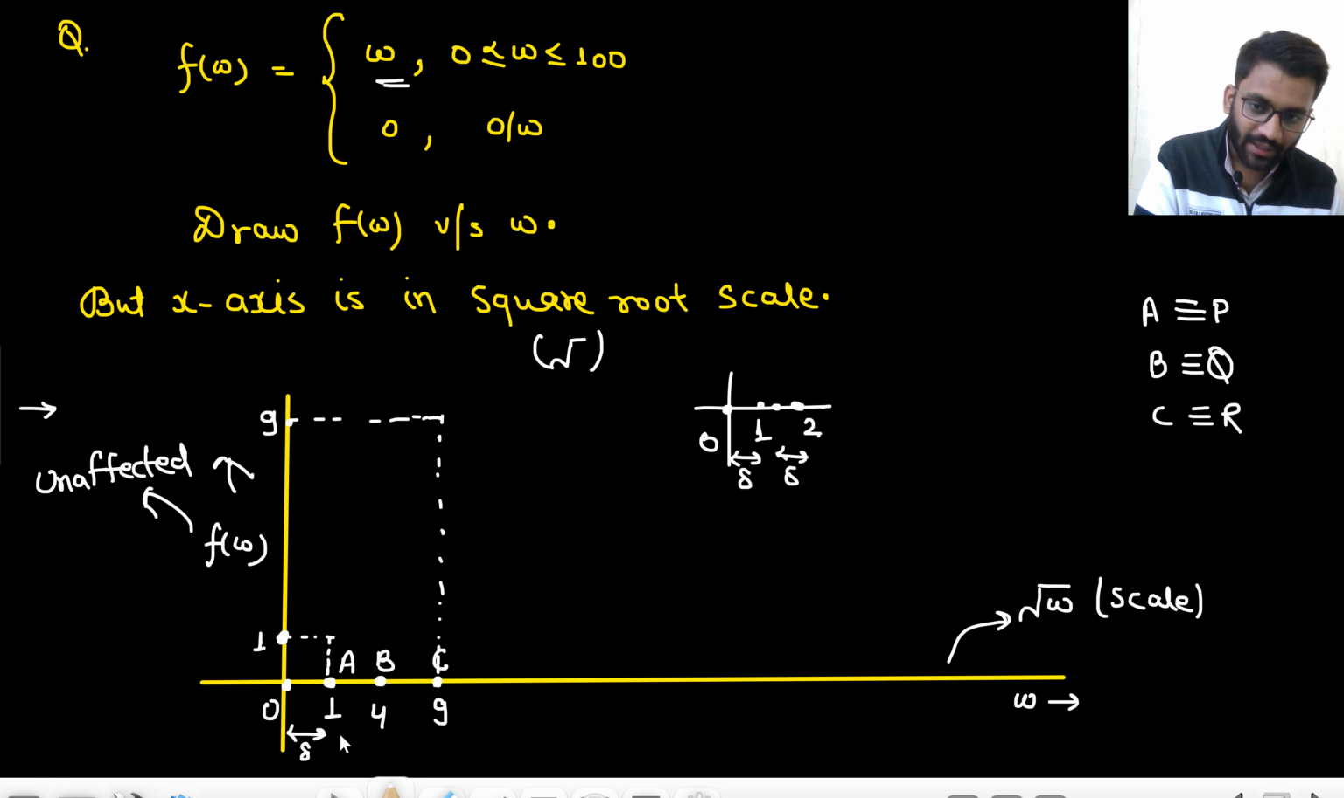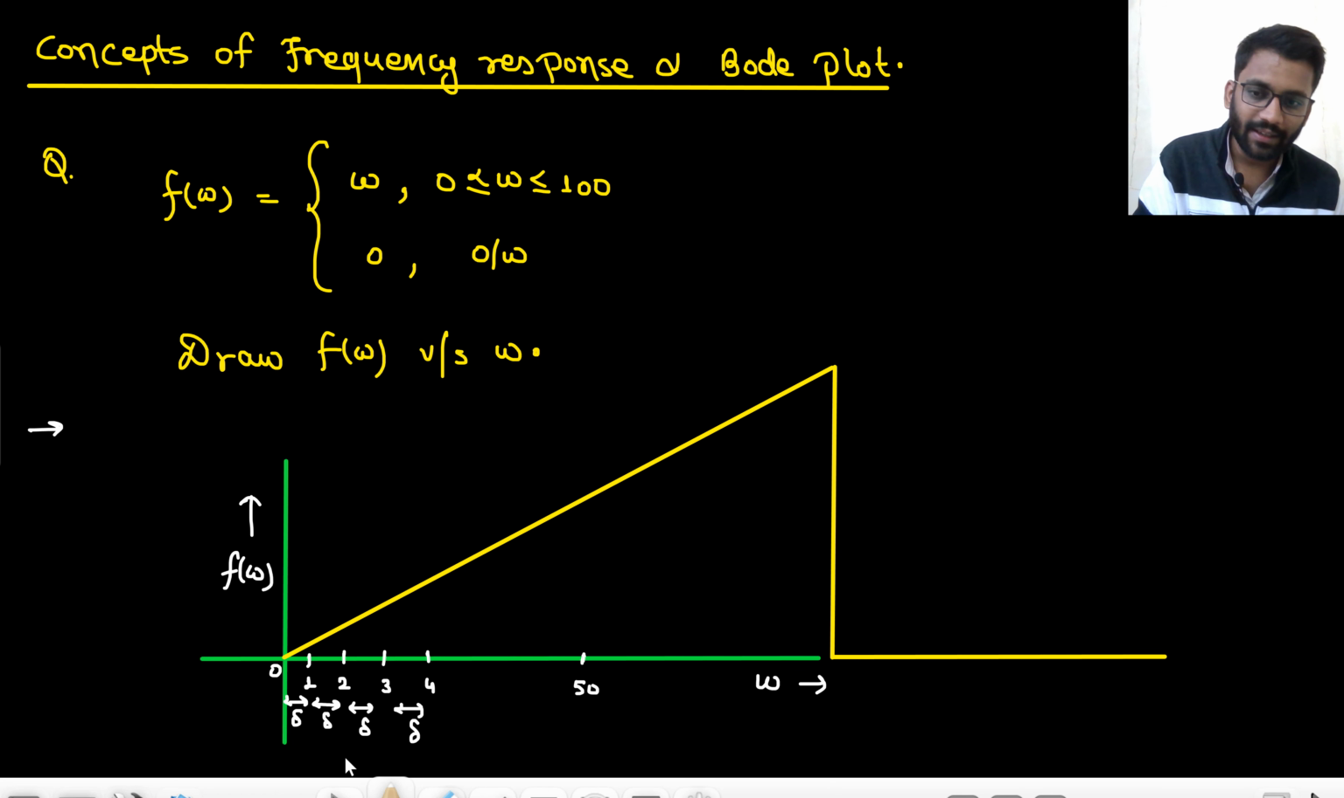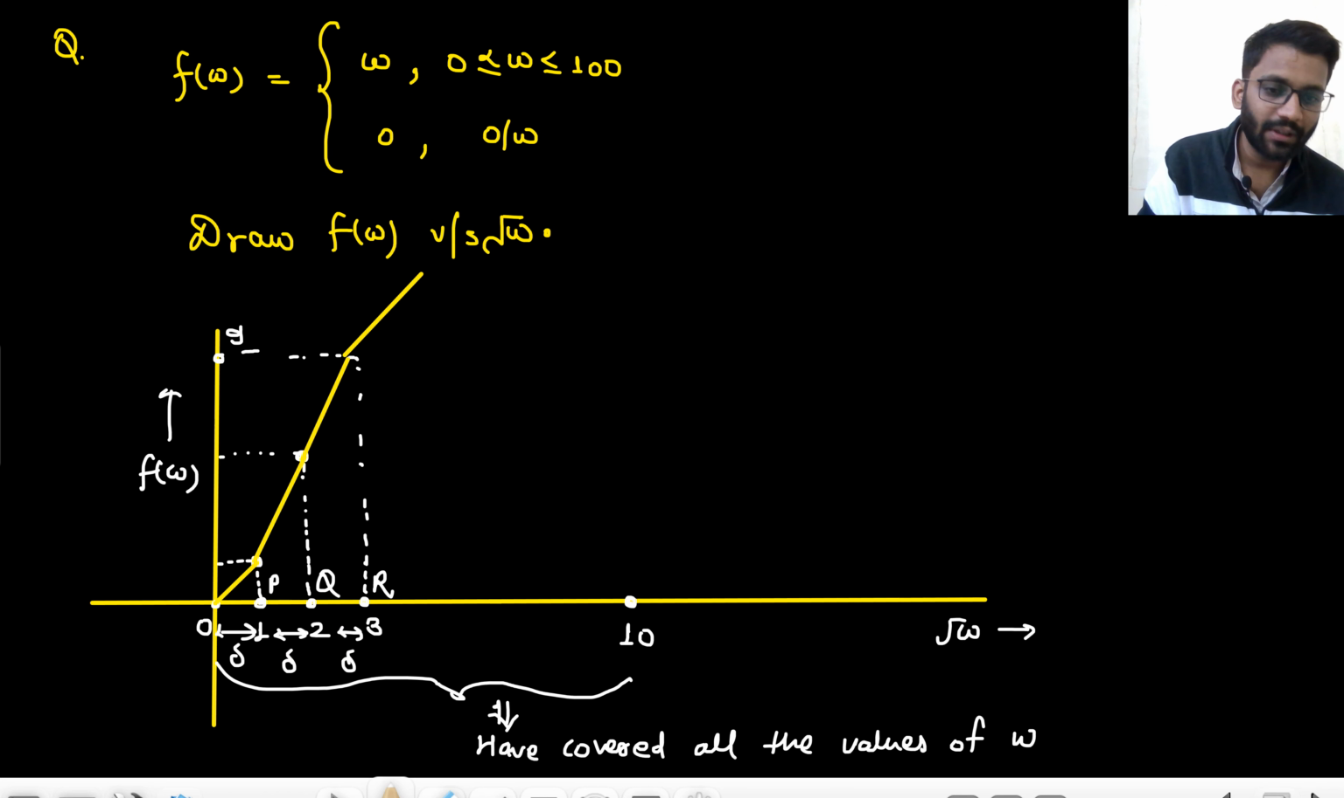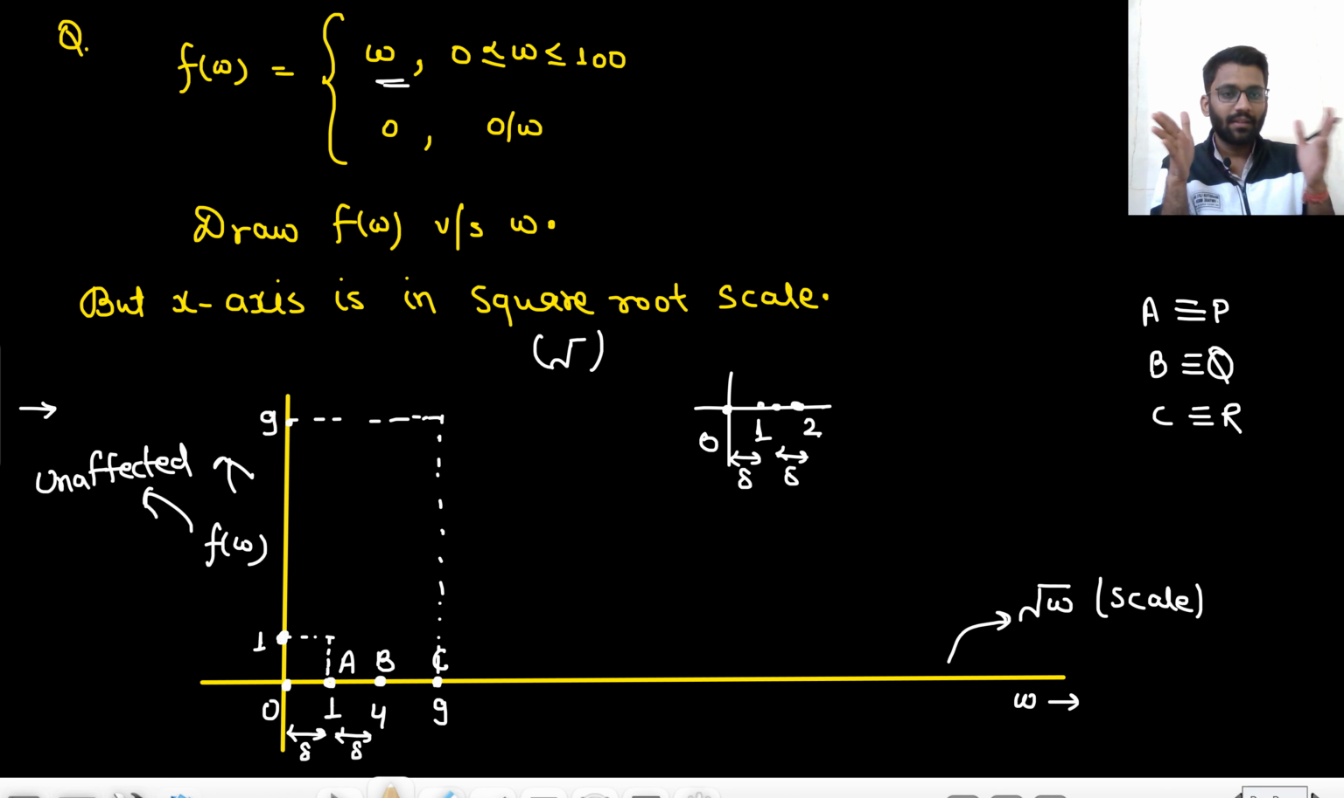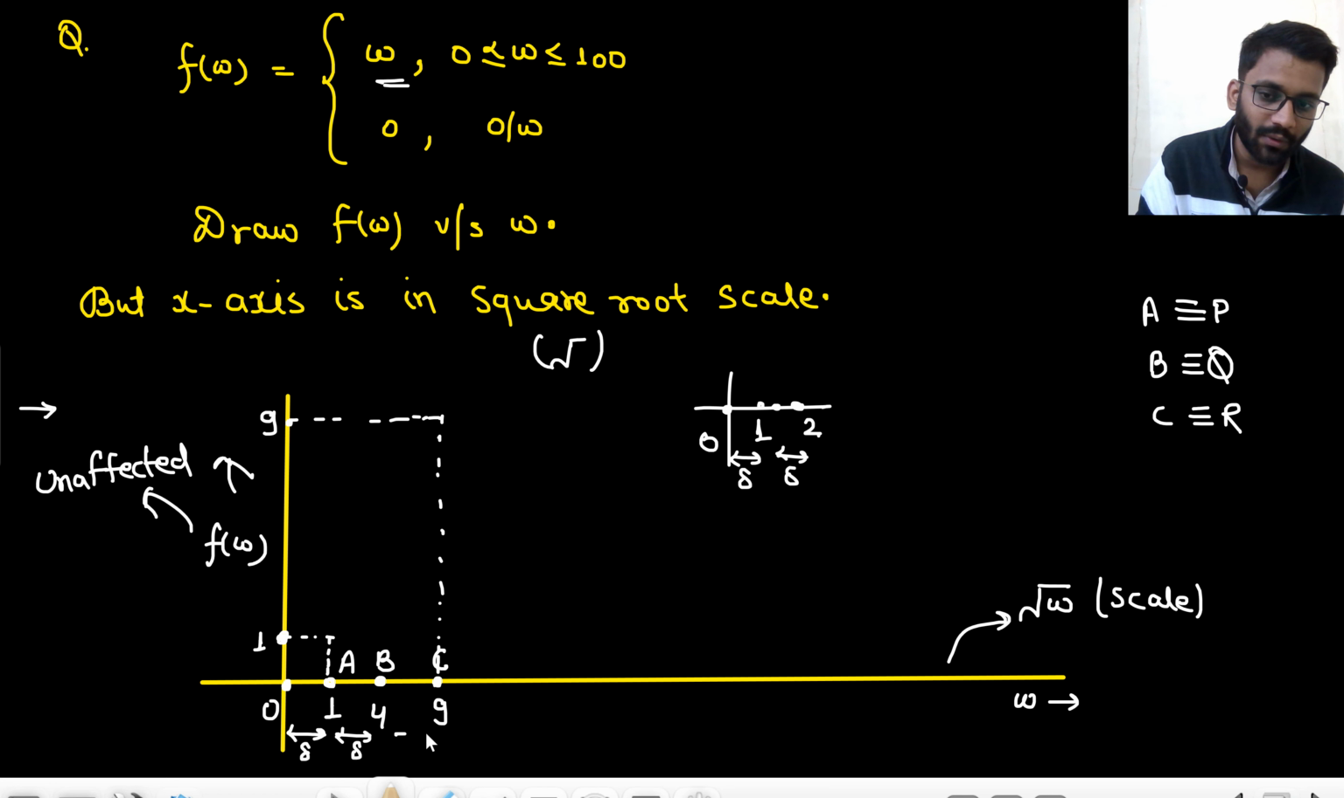That is 9. But from here to here, your gap is delta now. If you see in the first graph, going from 1 to 4 you need a gap of 3 delta. If you are going from 4 to 9, you would need a gap of 5 delta. But in this graph, what did I do? I squeezed the size of my axis. The size of my axis is reduced now. If I am going from 4 to 9, only delta distance is required.